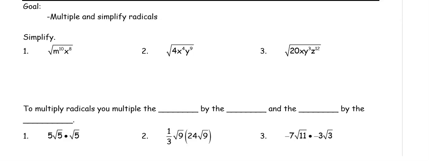If it is even, we just cut it in half and move the variable with half of the exponent outside of the radical. If it's odd, we keep one variable underneath and then we cut the remainder in half and move that outside.